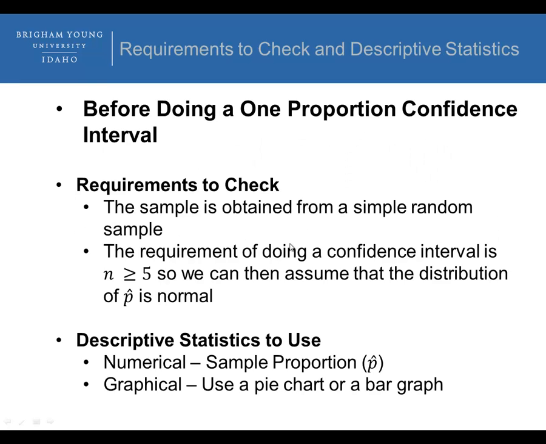Okay, so before doing a one proportion confidence interval, there are a couple of requirements. First, the data needs to come from a simple random sample. Second, as mentioned earlier, the sample size needs to be large enough, that the counts are greater than or equal to 5, so we can assume the distribution of a sample proportion is normal. The descriptive statistic for this would be the sample proportion, which is p hat, not p tilde, but p hat, and the graphical is either a pie chart or a bar graph.